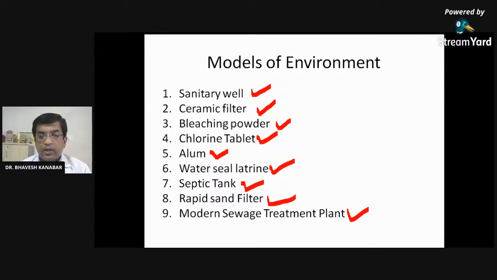Okay, I'm getting a reply: hard water in ground. Groundwater is hard because it is coming from deep, so it contains elements. Surface water.